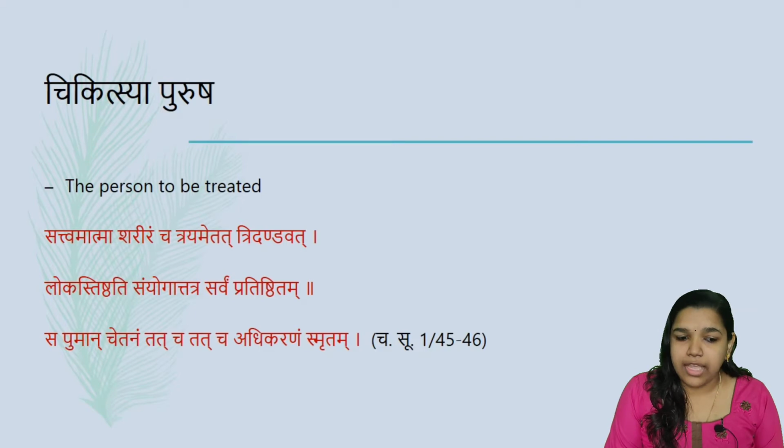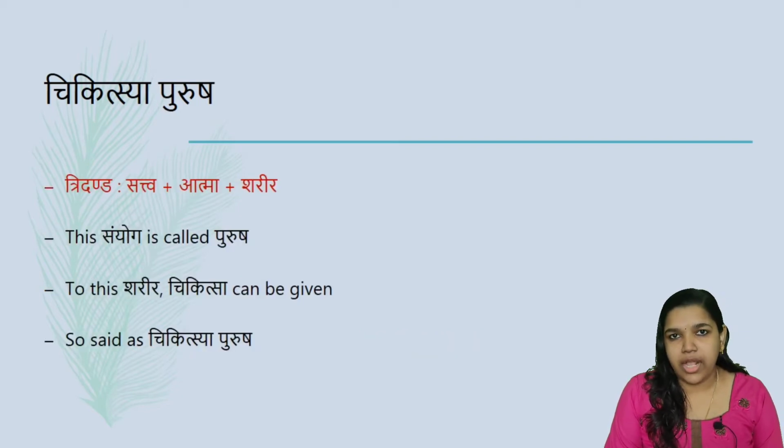Sattvamatma shariram cha trayamedat tridandavat lokastishtati samyogat tatra sarvam pratishtidam sapuman chetanam tat cha adhikaranam smritam. So Sattva, Atma and Sharira together are called Tridanda. Danda means the stick or something which gives support. So Tridanda is Sattva, Atma and Sharira. When this Sattva, Atma and Sharira have the combination of Atma, we call this combination Purusha. And to this Sharira, we have to give the Chikitsa.